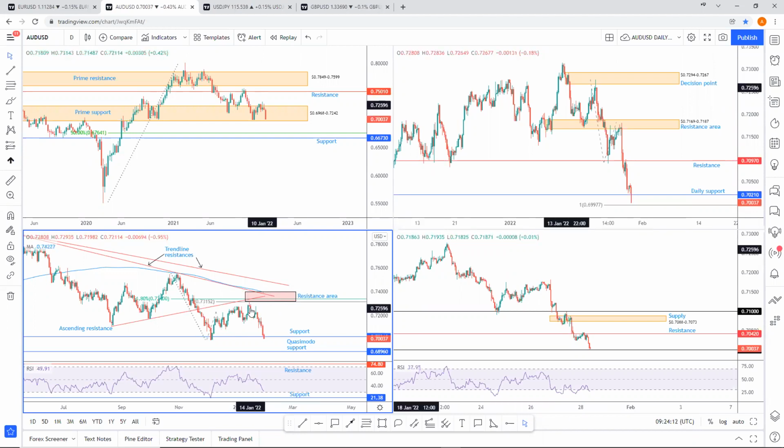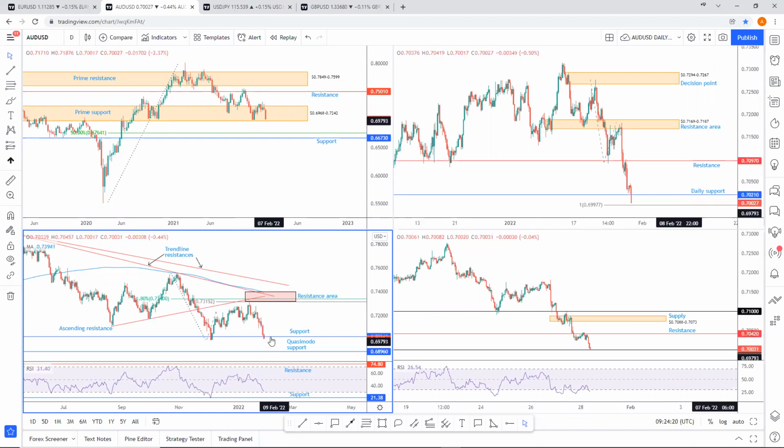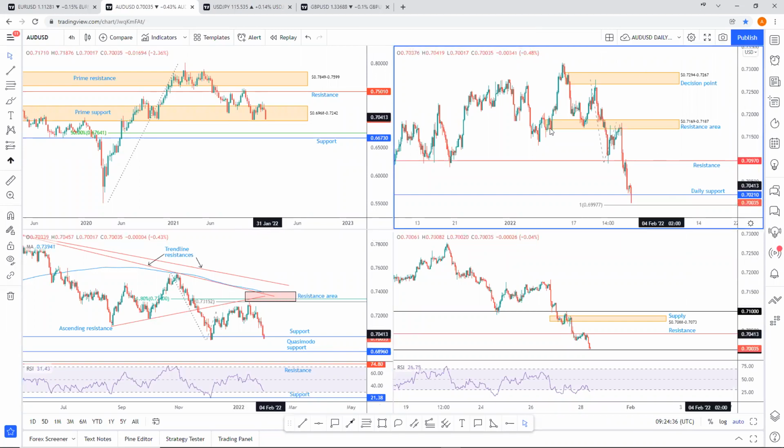As you can see, we did come, I think it was within a pip of this area back in mid-January, and we have since sold off, and now we are taking on support at, I think that's 70.21. Now, should we get below here, we are looking then at a possible test of Quasimodo support at 68.69.